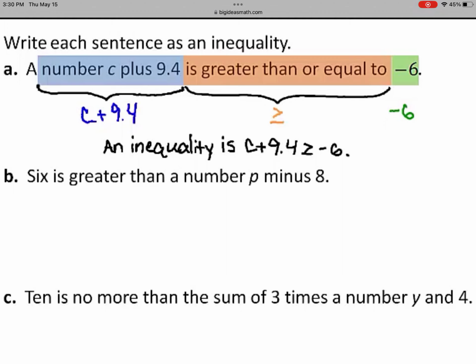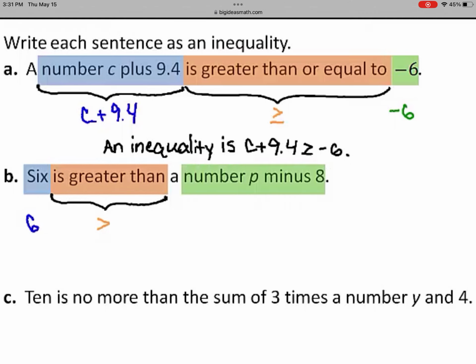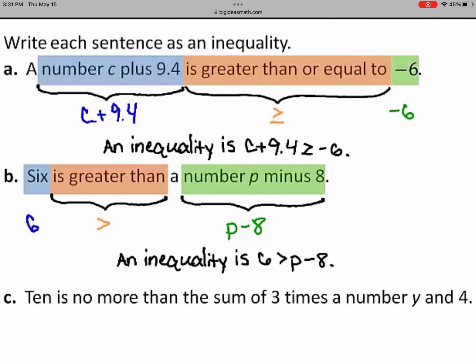Part B. 6 is greater than a number p minus 8. Bring down the number 6. The phrase is greater than tells you to use the inequality symbol greater than. And the phrase number p minus 8 can be rewritten as p minus 8. So an inequality is 6 is greater than p minus 8.